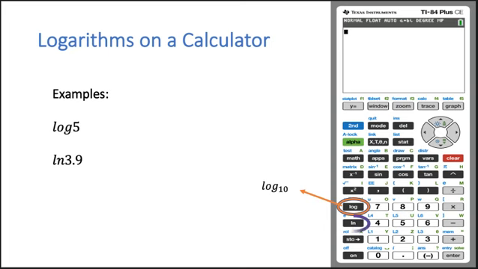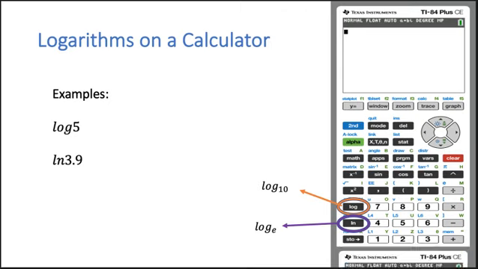And the second button is this LN. I have had students in the past think that says IN. It doesn't. It says LN. L as in lollipop. So LN is the log base E.